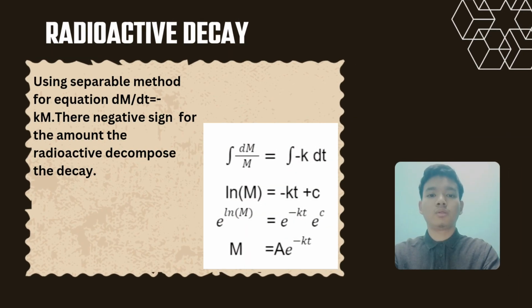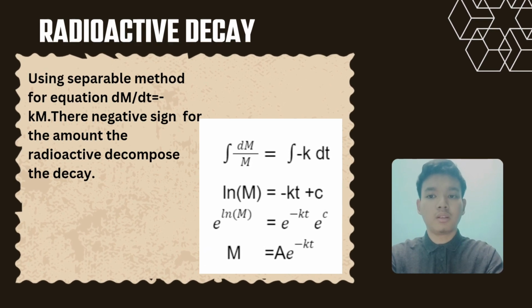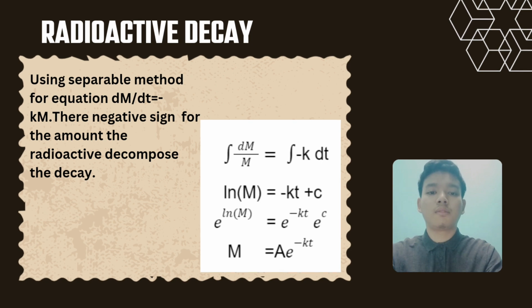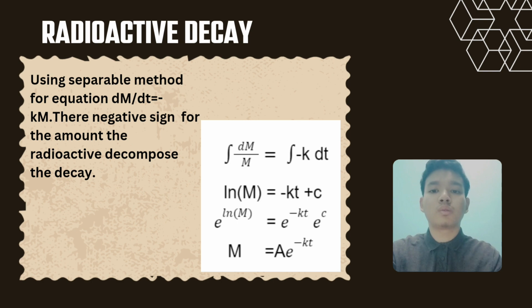Next, using the separable method on the equation dM/dt equals negative kM, the negative sign shows the amount of radioactive material is decaying. The right is the solution to the equation.